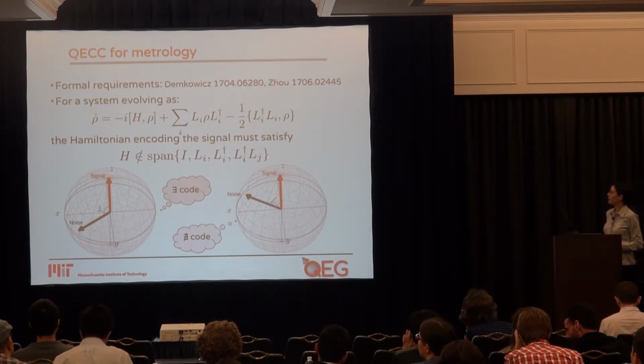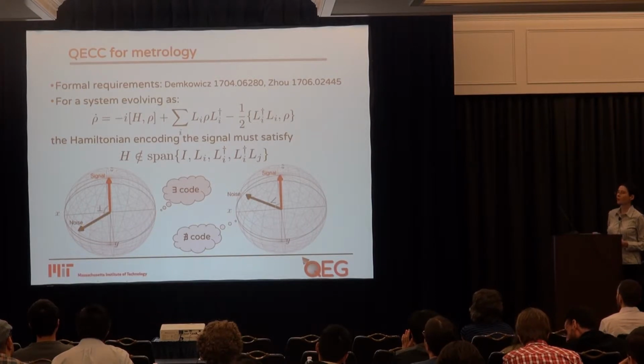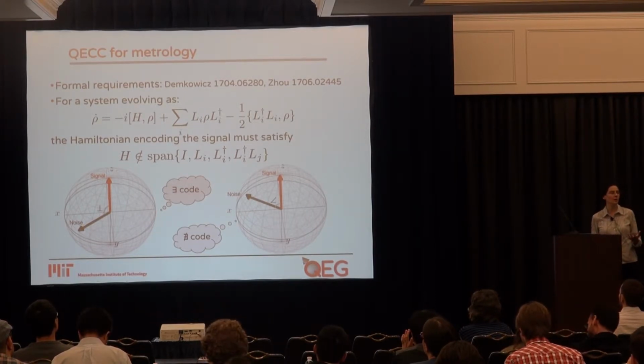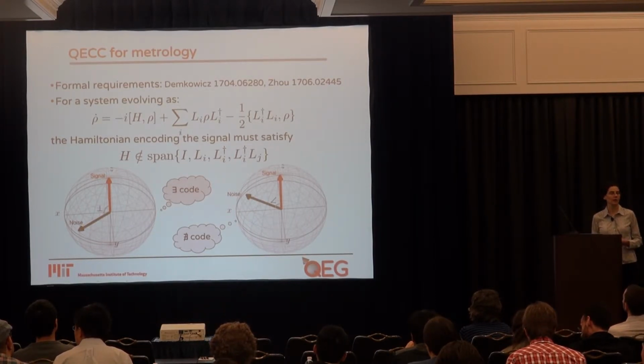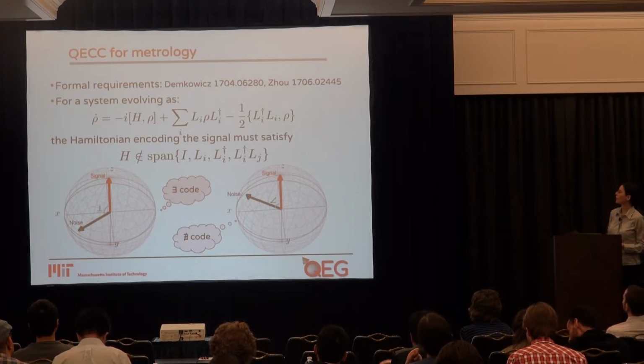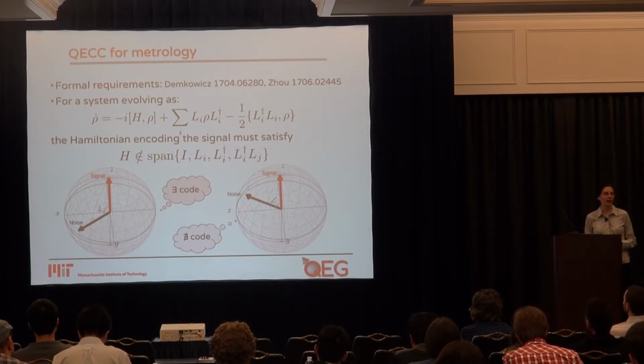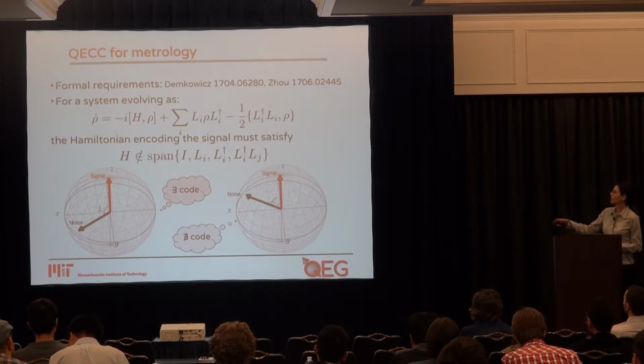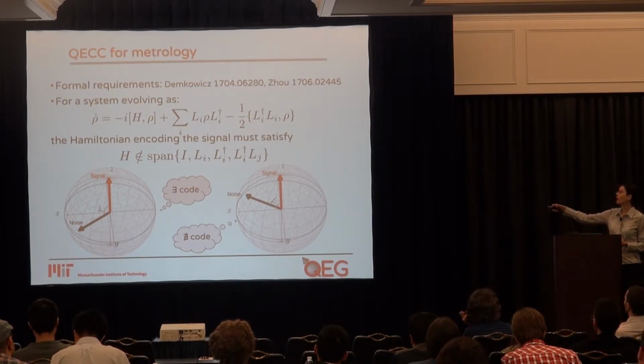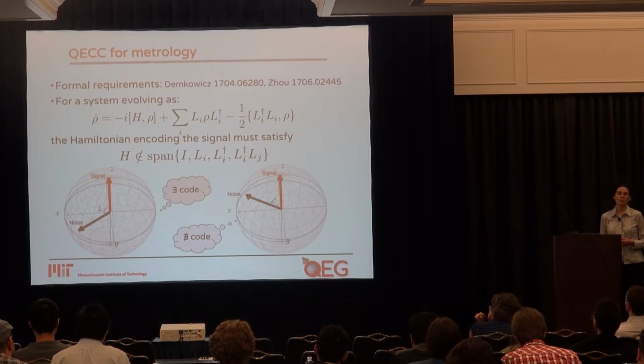And the idea was that if you have a system which evolves under some Hamiltonian, which encodes the coupling to the external signal, and some Markovian noise encoded by some Lindbladian operator, you can have an error correction code if and only if your Hamiltonian is not defined by the space spanned by the noise itself. And that sort of makes sense.